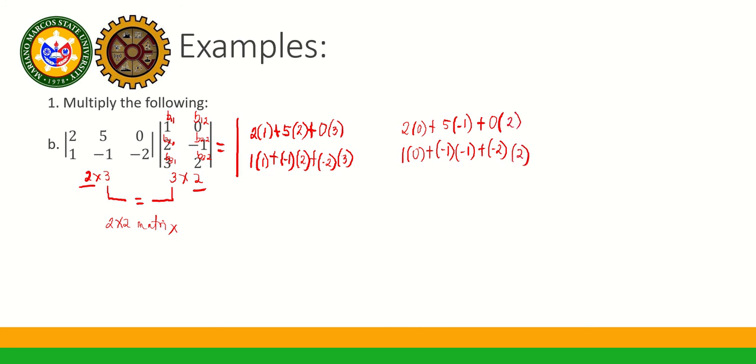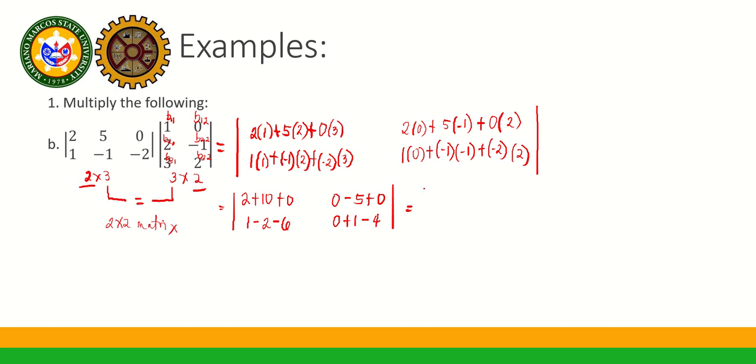Okay? So, from there, we can simplify. This is 2 plus 10 plus 0. 0 times 3 is 0. This is 1. Negative 1 times 2 is negative 2. And then negative 2 times 3, that is equal to negative 6. So, minus 6 yan. And then for this one, that is 0, minus 5, and then plus 0. And then 0, negative times negative is positive. Negative 2 times positive 2, that is negative 4.